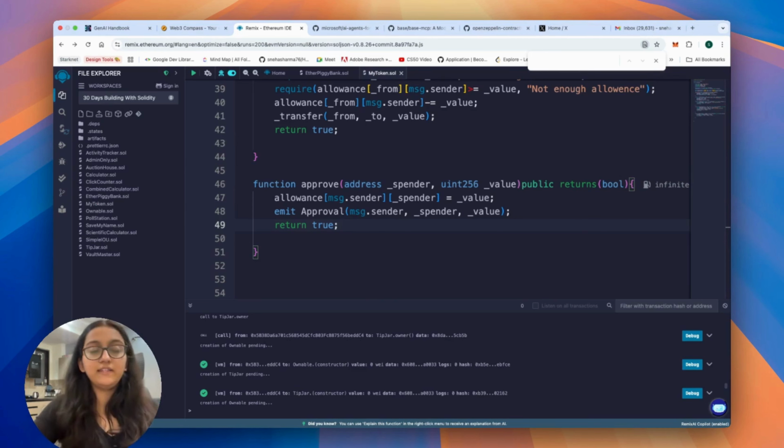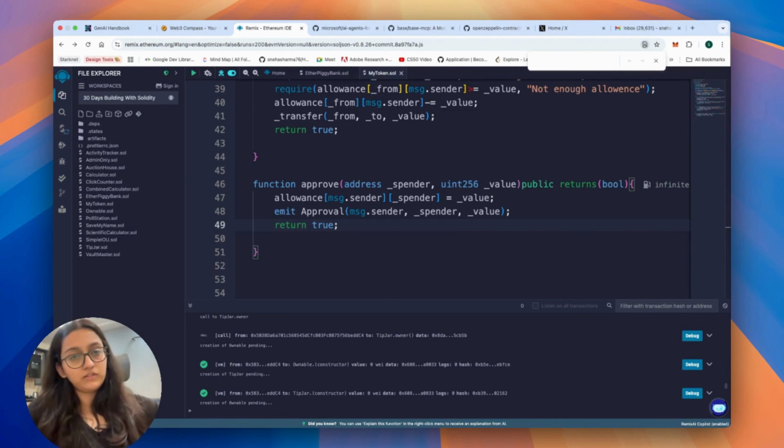So spender is the address that we are authorizing. _value is the maximum amount that they are allowed to spend. And the allowance is stored in a nested mapping, allowance, owner, spender. That's how we wrote it. And just like we did with transfer, we emit an event, Approval, to let the outside world know that, hey, this has happened.